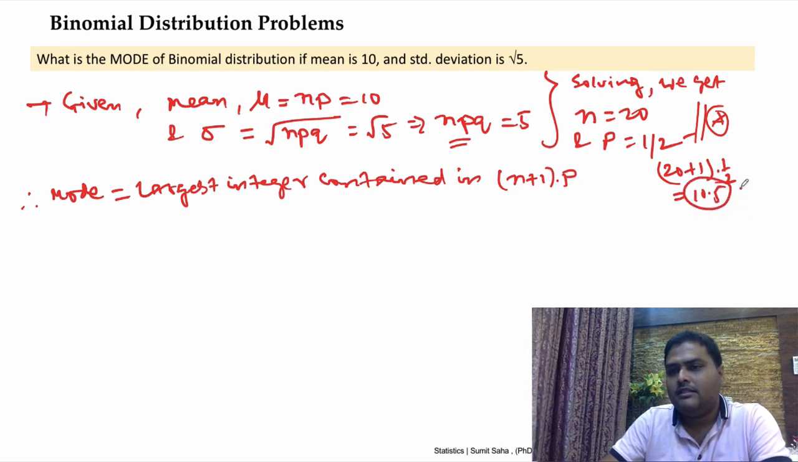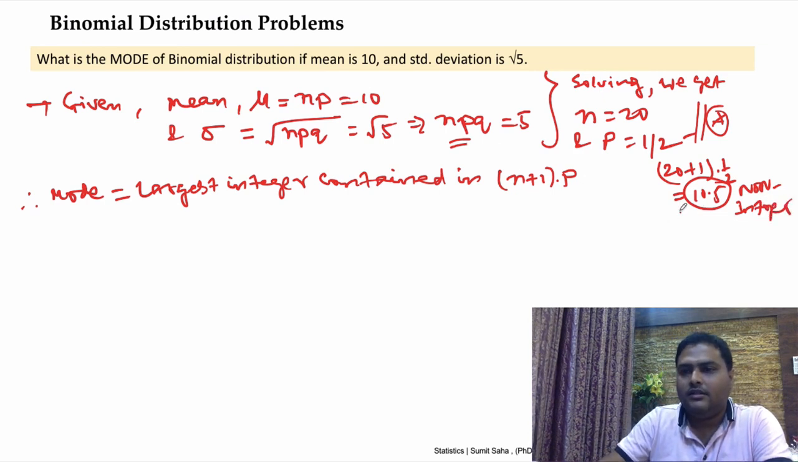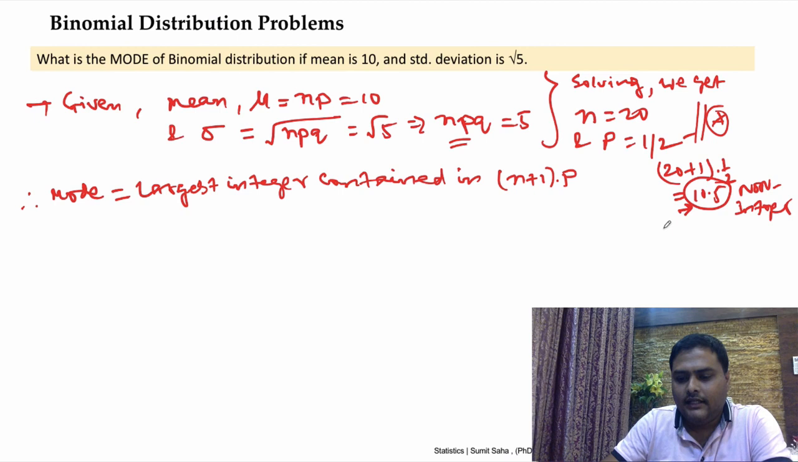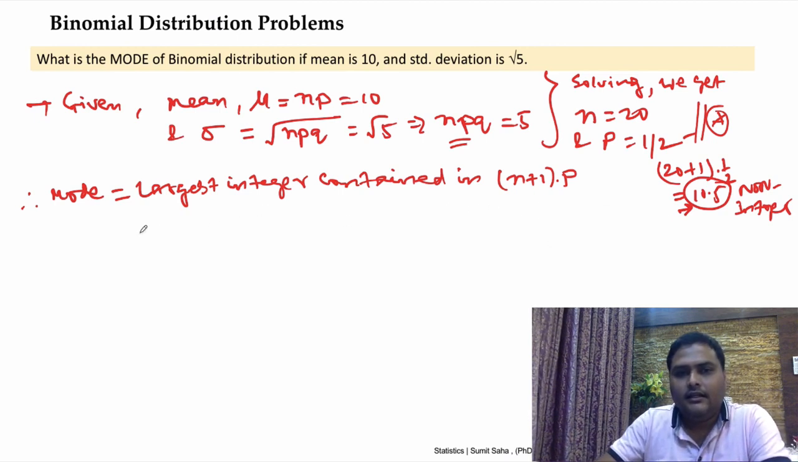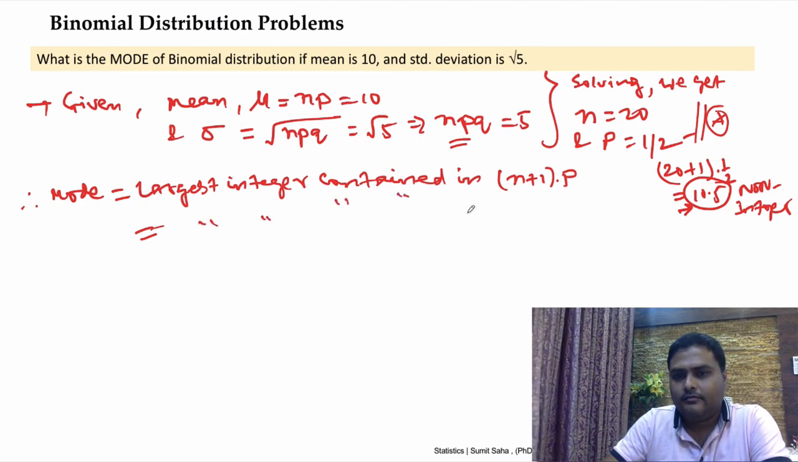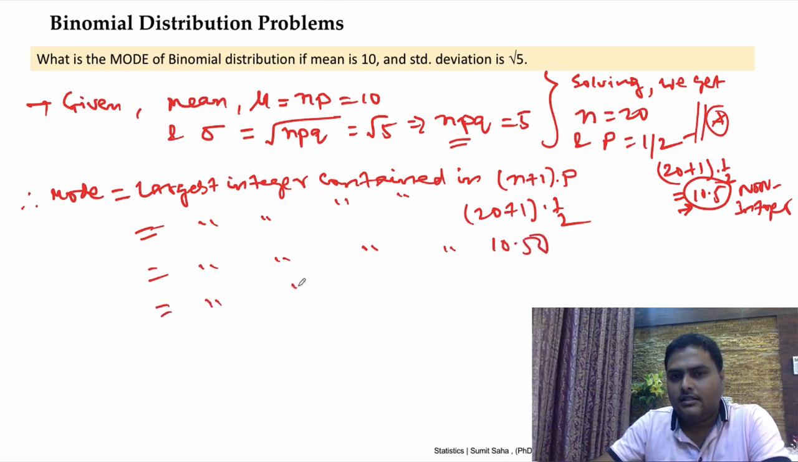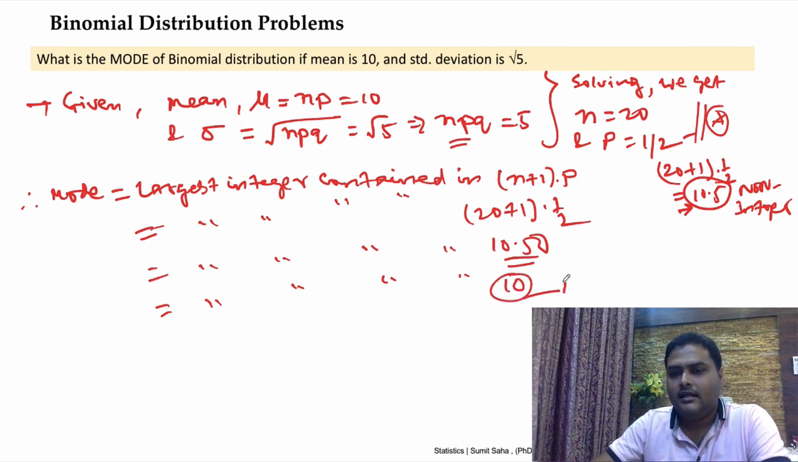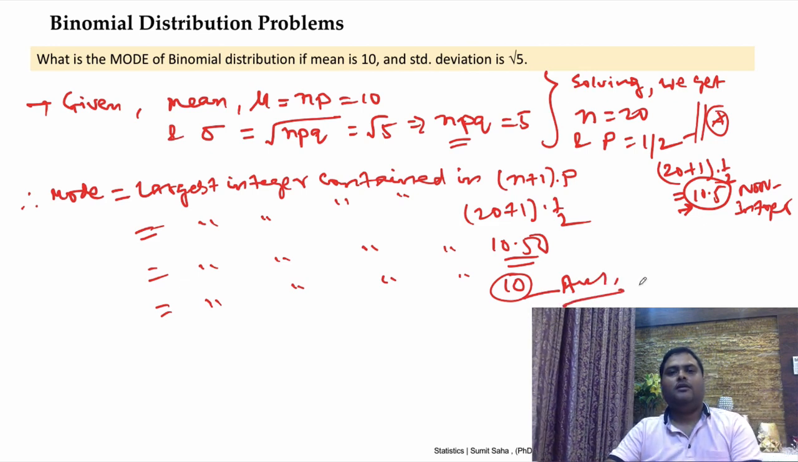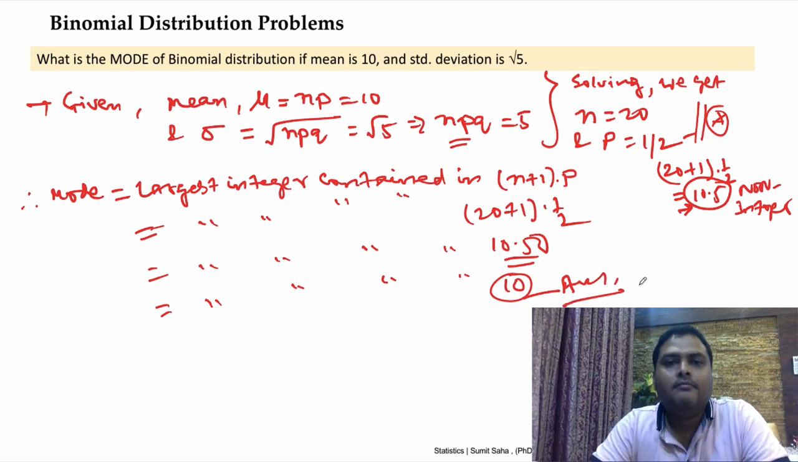So 10.5 is a non-integer. So as per the property, if it is a non-integer, then the largest integer contained in that, that is 20 plus 1 into half, is nothing but the largest integer contained in 10.50. So the largest integer contained in 10.50 is 10. Clear? So I can easily say the mode value of the given data is nothing but 10.